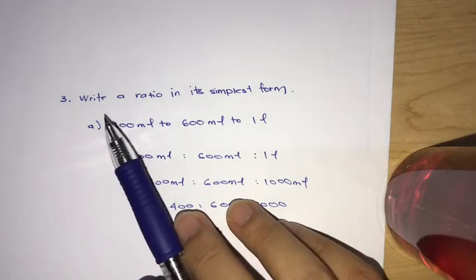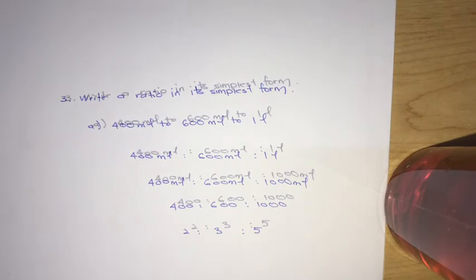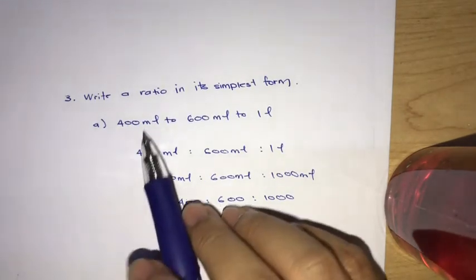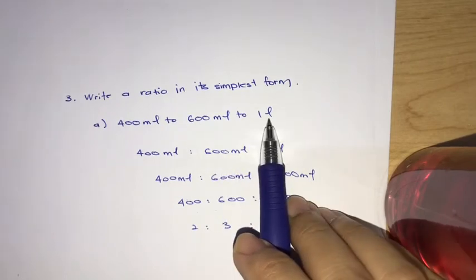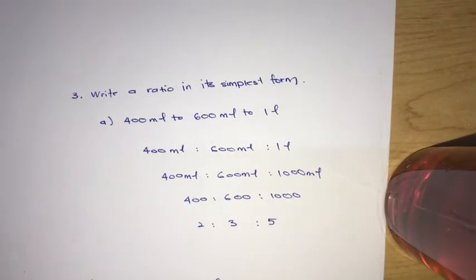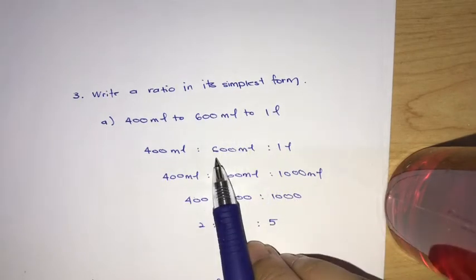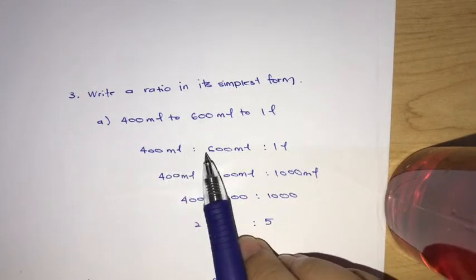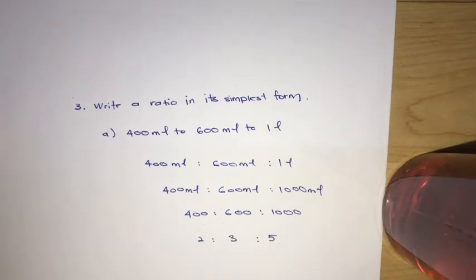And the last learning outcome but one: you should be able to write a ratio in its simplest form. Let's look at the example. These 3 values have different units, milliliter and liter. So the first step that we must do is to write all these quantities as a ratio: 400 milliliter to 600 milliliter to 1 liter. Keep in mind that a ratio has no unit.